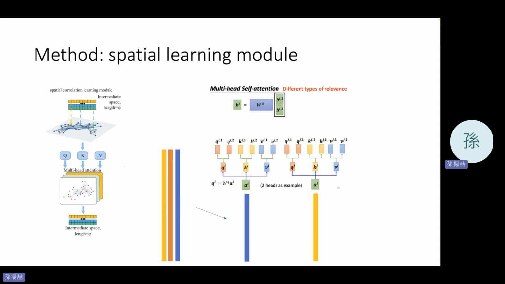The second one is the spatial learning module. What it does is utilize the attention mechanism to analyze the correlation between different dimensions of the time series data.